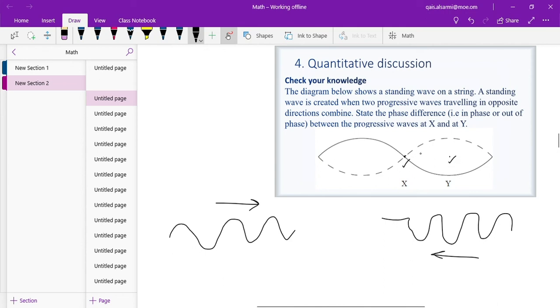So at point x, they are meeting out of phase, and the reason is because here is a node, and a node can be created if the crest of one wave meets the trough of another wave, which is out of phase meeting. And at point y, these two waves are meeting in phase because you can see an antinode is created, and antinode means the particle is displacing maximum high and maximum low, meaning crest and crest, or trough and trough are meeting.